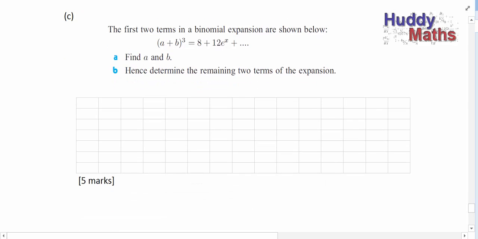Okay, so let's look at part C. This is another slightly tricky one. A plus b cubed, find a and b.